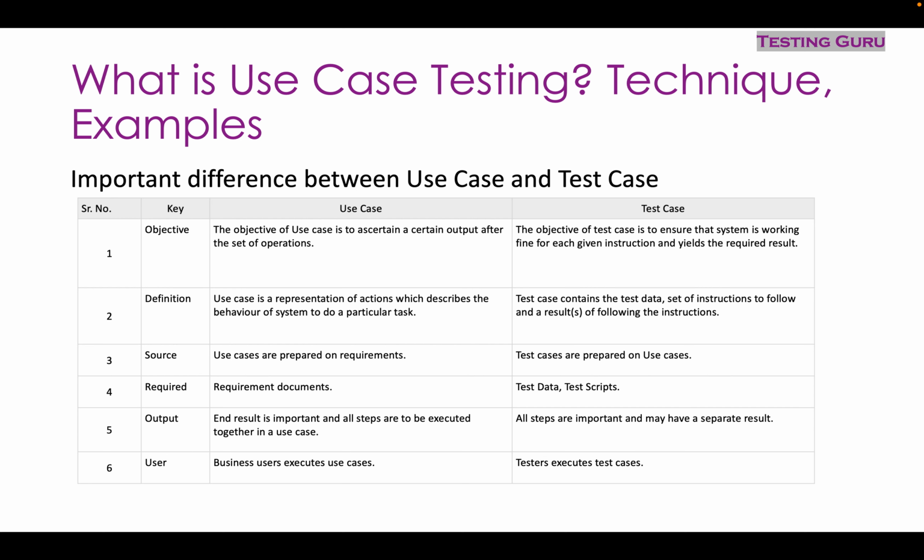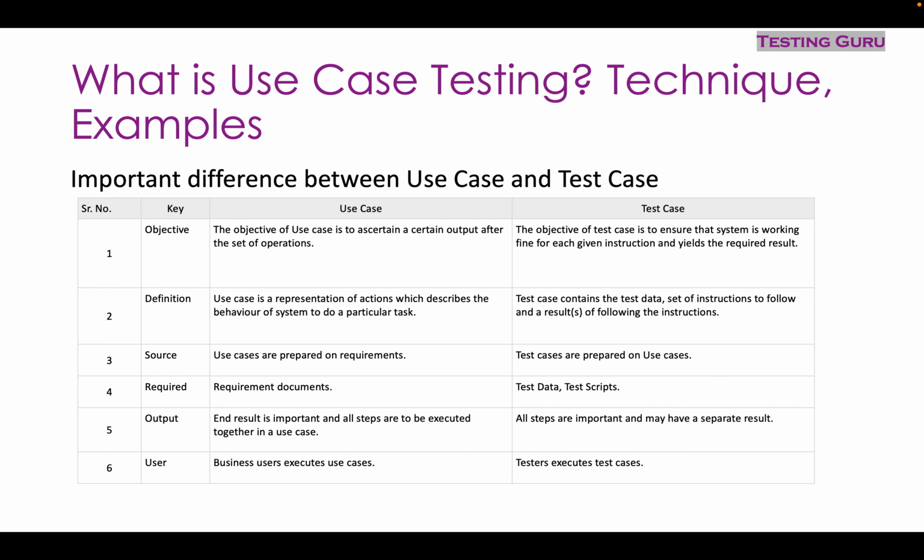With the requirement documents, test cases are required with the test data and test scripts. The output of the use case is the end result; the important steps are all executed together in the use cases. But in test cases, all the test steps may have separate results. So for each test case, we will have an expected result. But in a use case, that is not the case. Though we have multiple steps, the end result is our goal. So that is a use case.